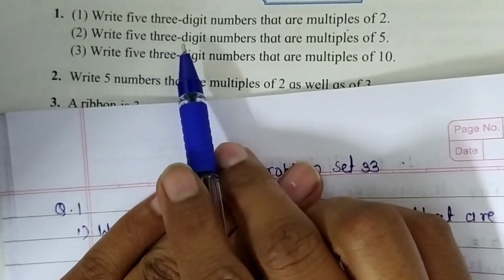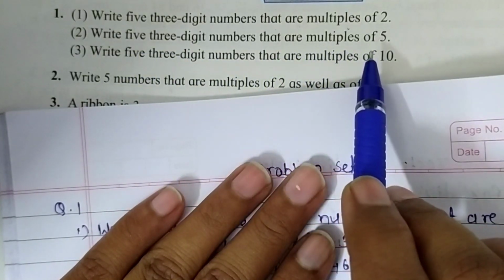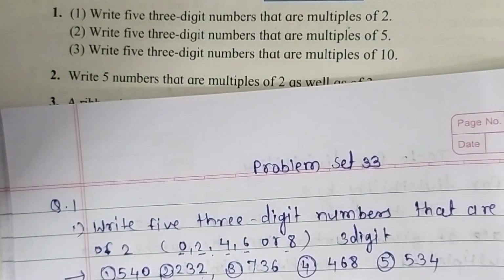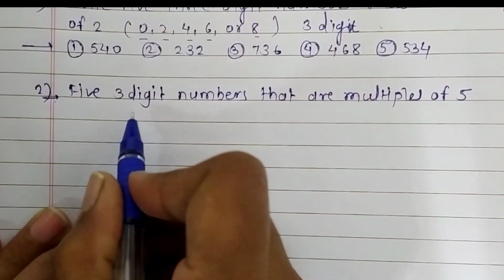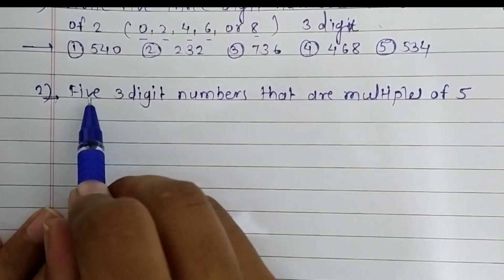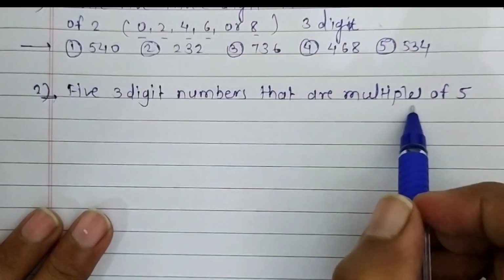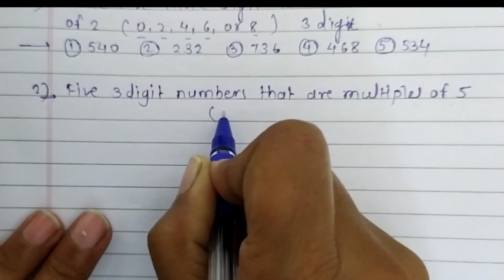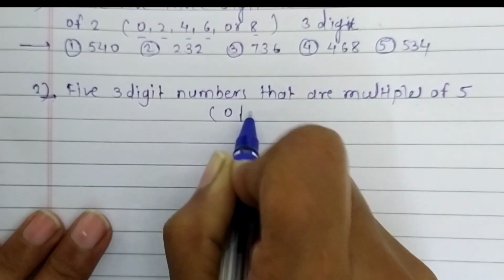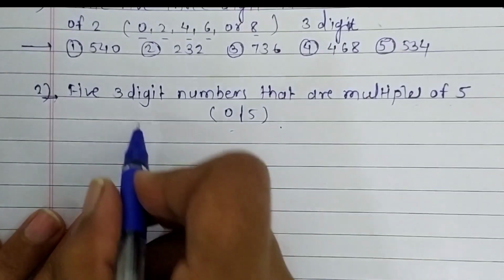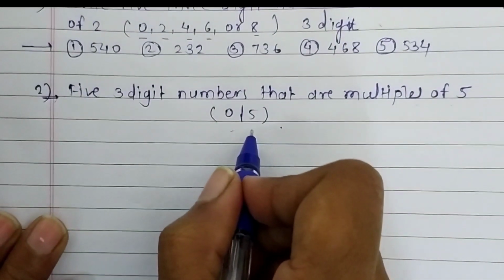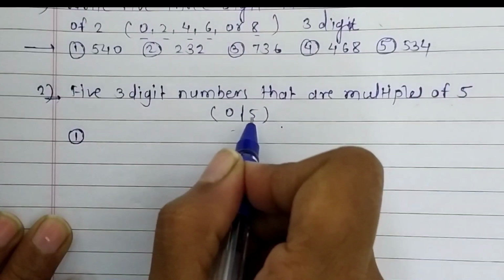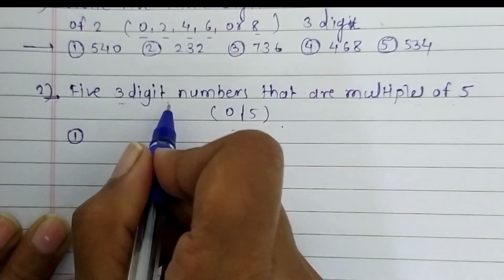Now the second question they ask is, write 5 3-digit numbers that are multiples of 5. Now we have to write 5 3-digit numbers which are the multiples of 5. Here the answer is, for writing 5 3-digit numbers that are multiples of 5, we have to write 0 or 5 in the unit place of the number. So let's take examples that have 0 or 5 in the unit place and are 3-digit numbers.